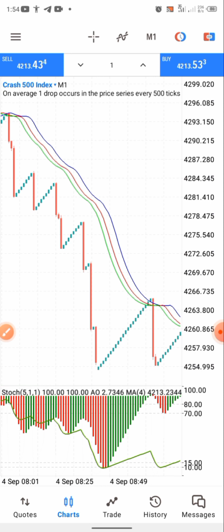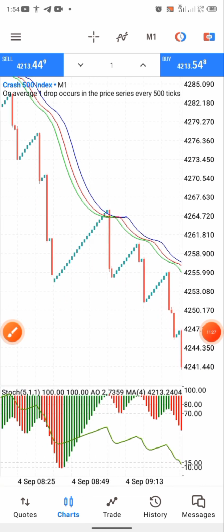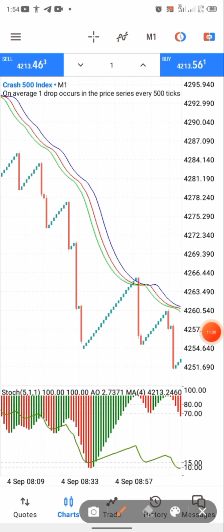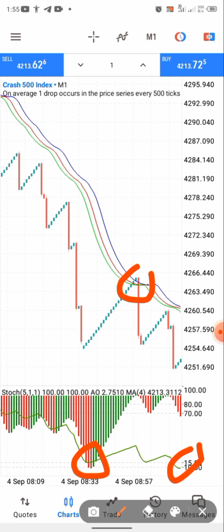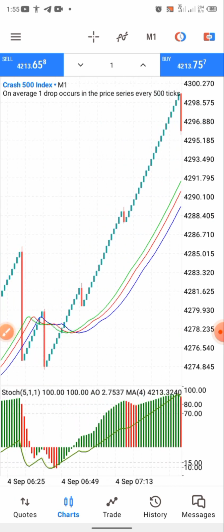So that is just it, guys. You can see something right here, all the criteria we made right here is what we need. But you can see that the green line is not yet crossing above the blue and the red one. And also the price is yet to close above the indicator. So that's how you guys are going to make use of the strategy for scalping.